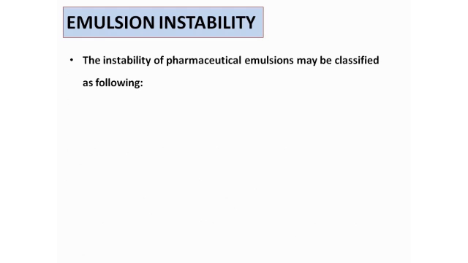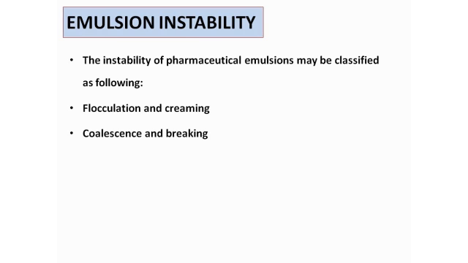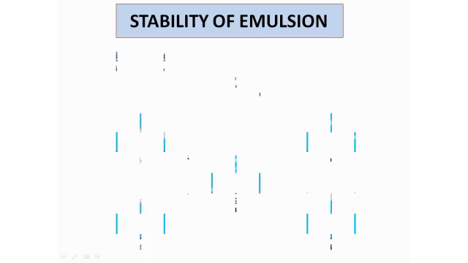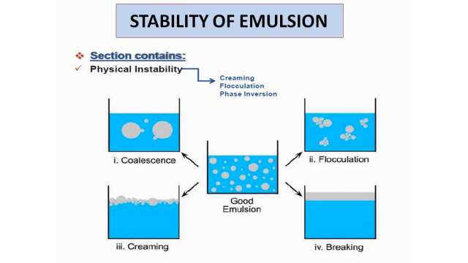So emulsion instability, how the emulsion becomes unstable. The instability of pharmaceutical emulsions may be classified as follows. Number one, flocculation may occur. Number two, creaming. Number three, coalescence and breaking. Then phase inversion, and miscellaneous types of physical and chemical changes. It will be better if I make you understand with some diagrams. Let's go for it. Stability of emulsion, physical instability.